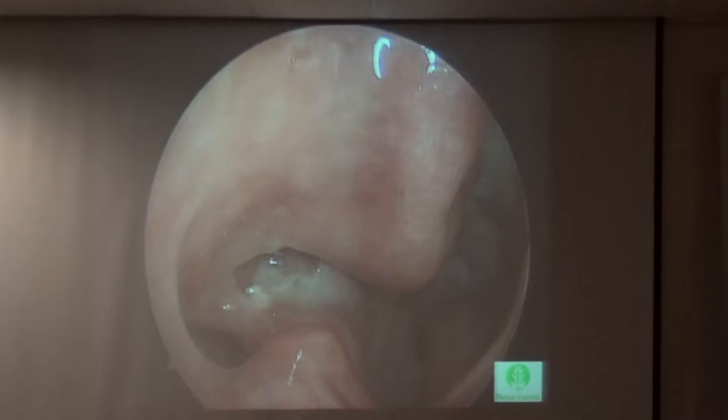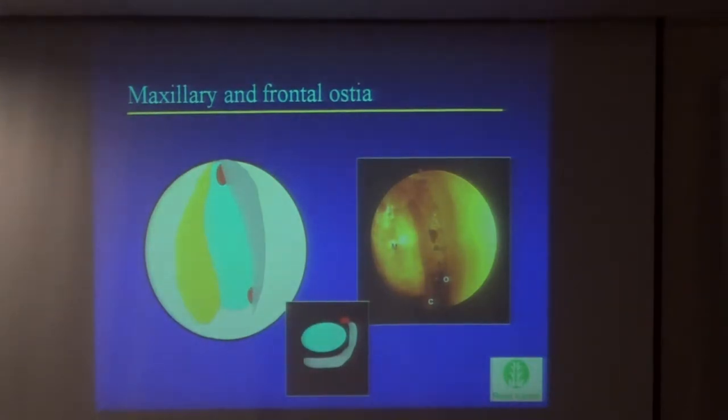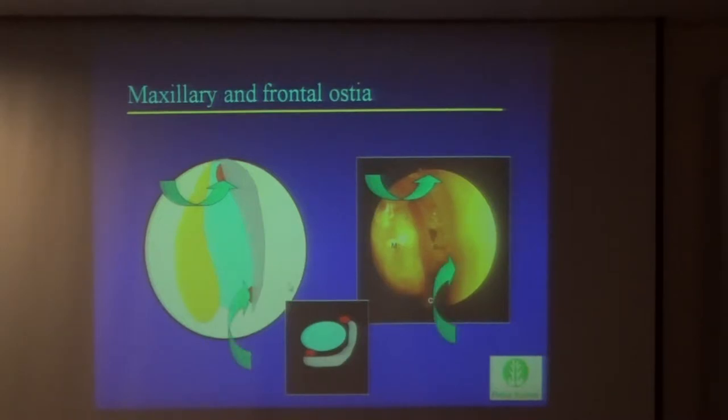Posterior, inferior. Anatomy here. We understand that the frontal sinus ostium is located at the bulla uncinate angle, anterior and superior. The maxillary sinus ostium is located at the bulla uncinate angle, posterior and inferior. The way we can locate the maxillary sinus is inferior and lateral, never ever superior and lateral, otherwise you may get lost into the orbit.